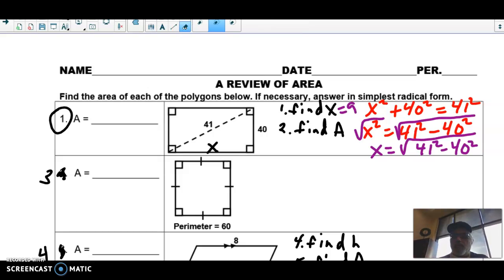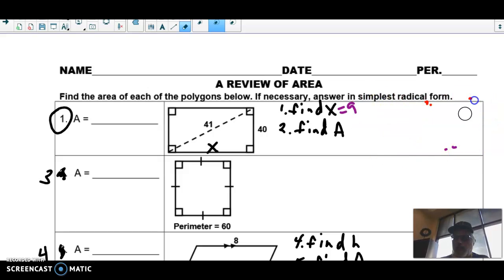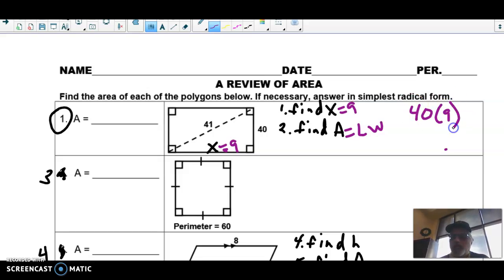So I'm going to go ahead and erase all this. Because once you get 9, I can find my area, which is the length times the width. So basically it's going to be 40 times 9. It's 360 units squared. So that's number 2.